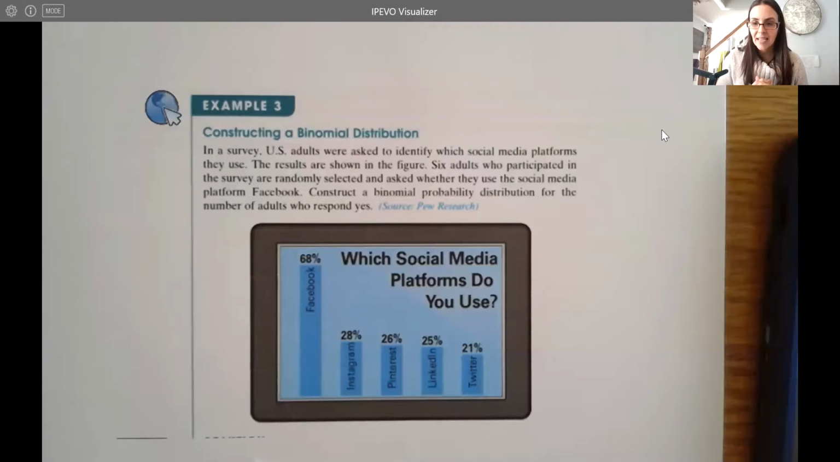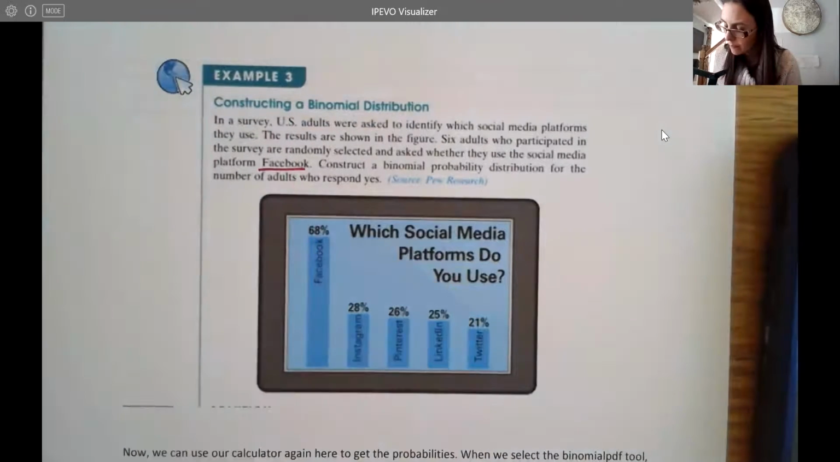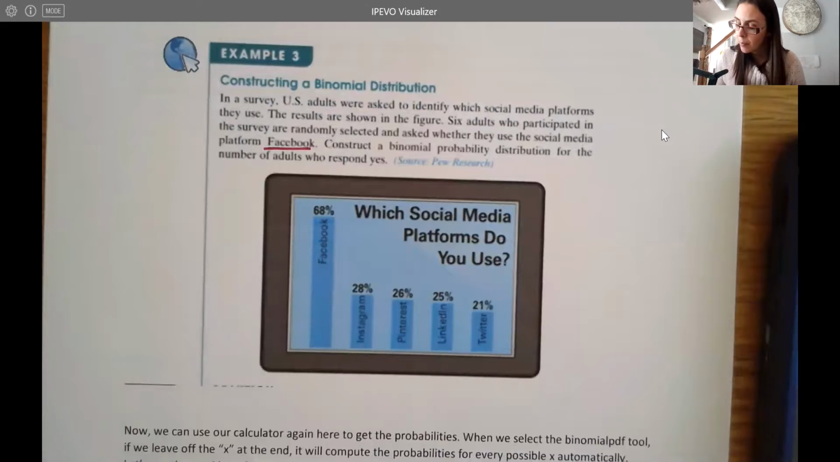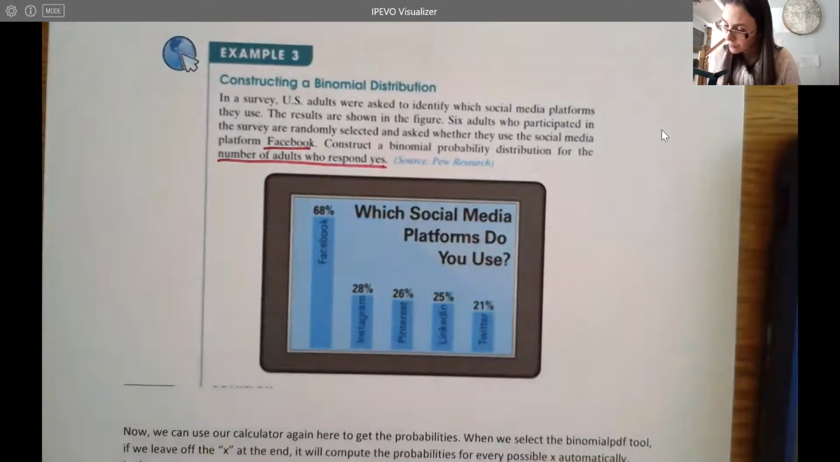All right, let's actually take it the next step and start creating some full binomial distributions here. So in a survey, US adults were asked to identify which social media platforms they use. The results are shown in the figure. 6 adults who have participated in the survey are randomly selected and asked whether they use social media platform Facebook. So I'm just going to make a note here that we're focusing on Facebook. We're going to construct a binomial probability distribution for the number of adults who respond yes.